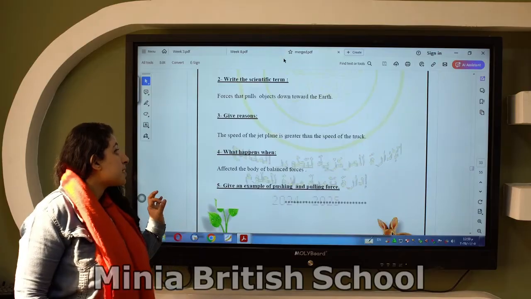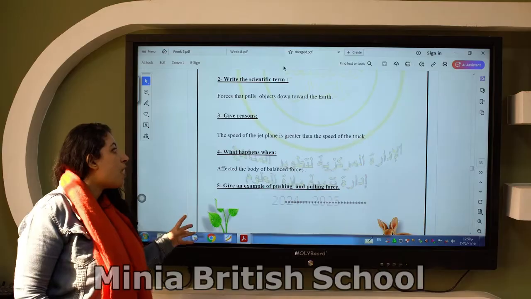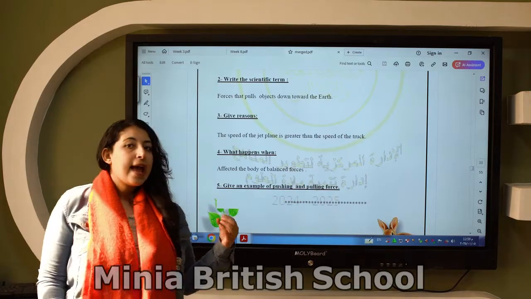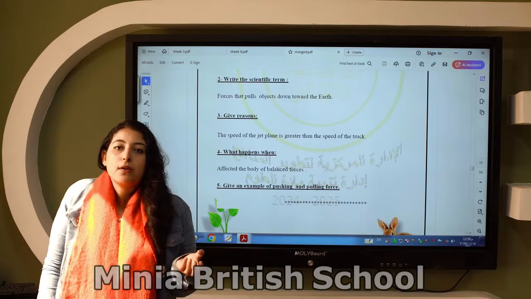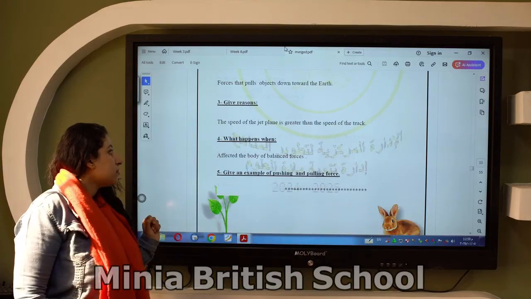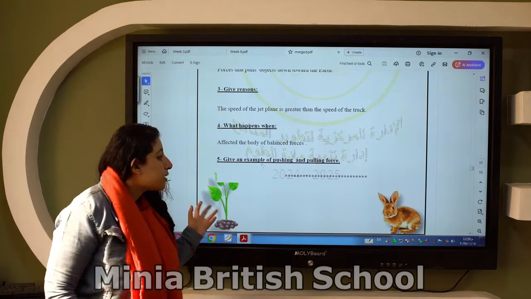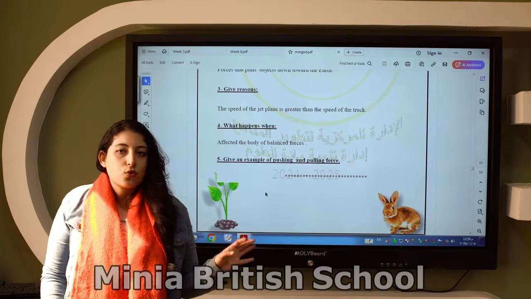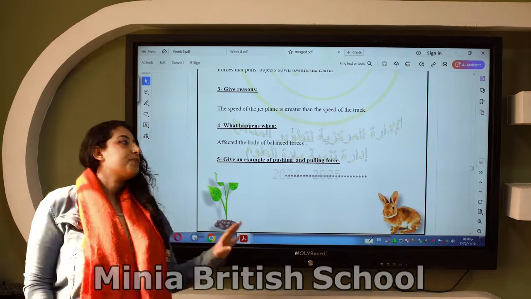Give reasons. The speed of the jet plane is greater than the speed of the truck. Why? Because the jet engine is more powerful than the engine of the truck. What happens when a body is affected by balanced forces? The body will not move and will be in a static state.